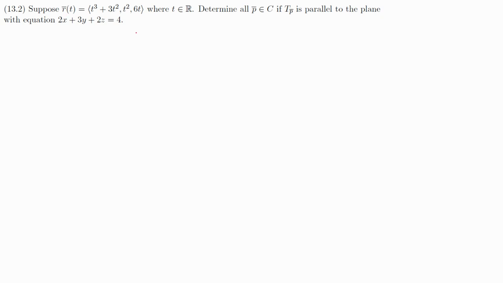13.2 asks us, suppose r(t) is this, where t is an element of R. Determine all points of C if this is parallel to the plane with the equation this. So what this means basically is they want the points where this line will be parallel to this plane. So if we have this plane and it has a normal, then this line should be, excuse me, if it's parallel to that plane, it should be perpendicular to that normal of the plane.